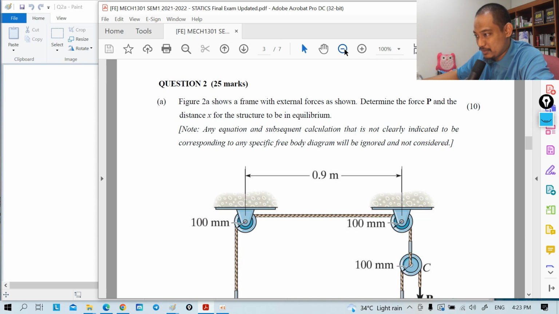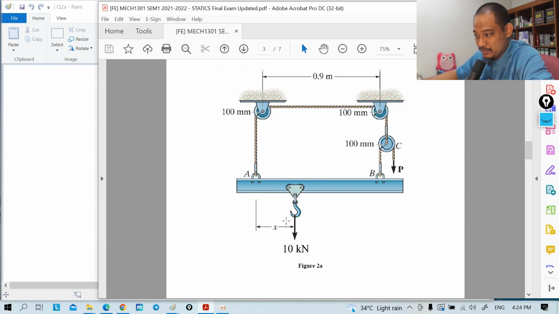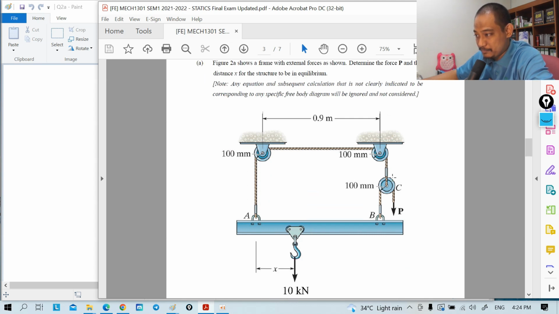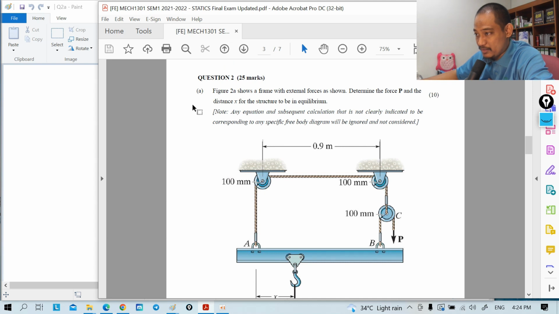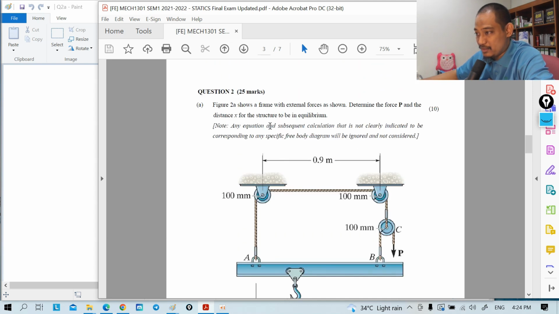Maybe this one, let's have a look here. Okay, right. Hopefully you can see this. Figure 2A, this figure shows a frame with external force as shown. So we have here 10 kilonewton there. Determine the force P, so here P, right? And the distance X. This is the distance X. For a structure to be in equilibrium.